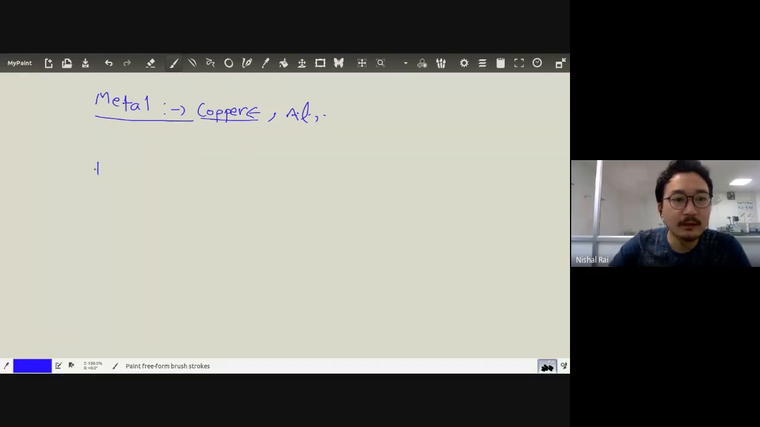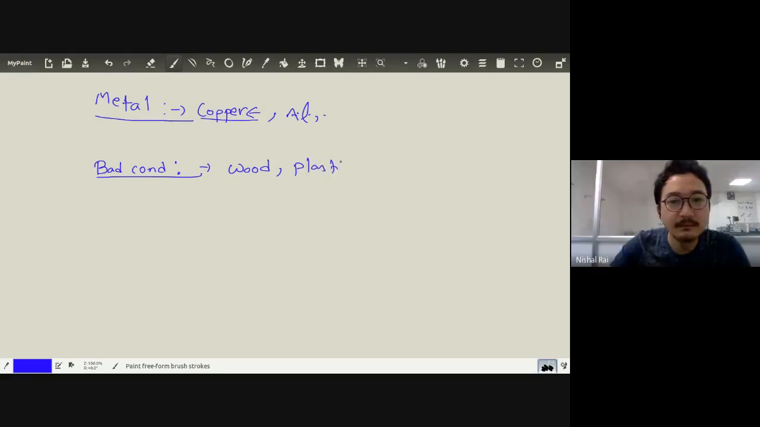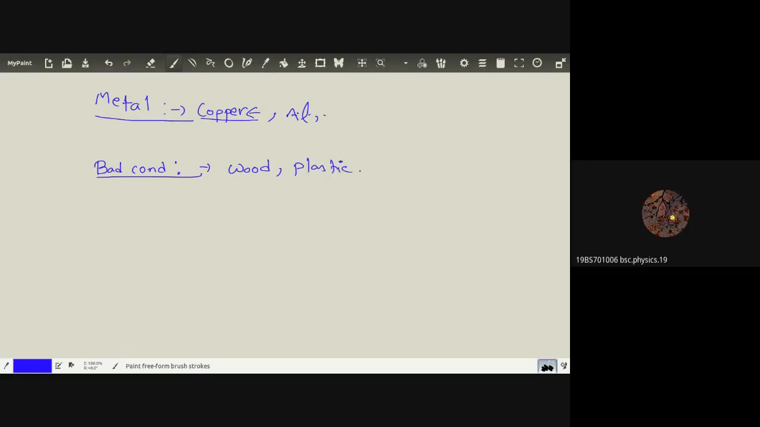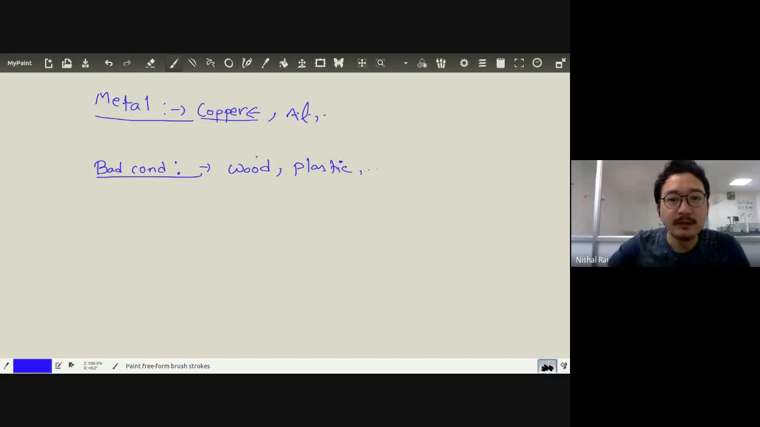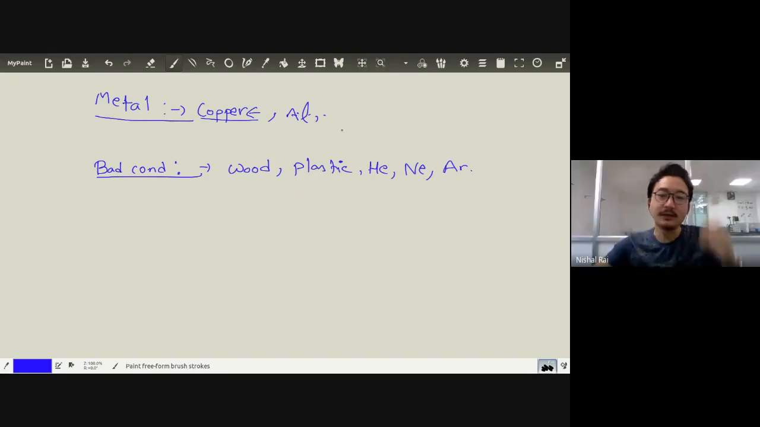So what about the bad conductors? Wood, plastic. What about helium, neon, argon, air? Do they conduct? No, they don't.